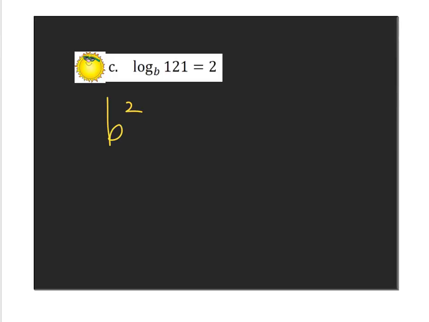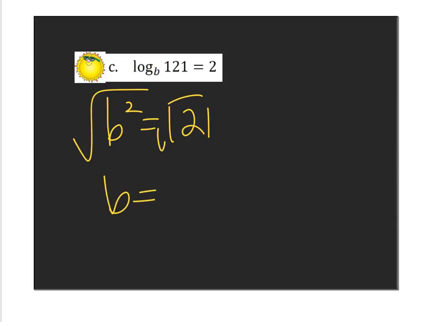So here, a little tougher, b squared equals 121. Well, hopefully something jumps out at you that, hey, 121 is a perfect square. So if I square root both sides, b has got to equal 11. There's my answer.